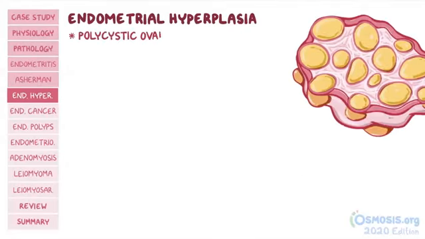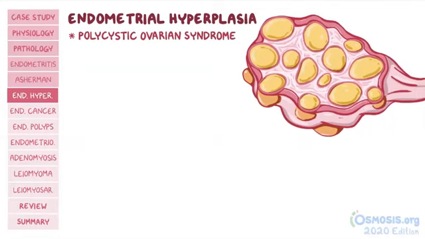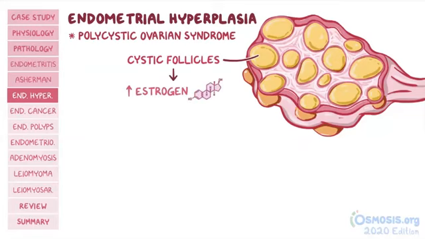People with polycystic ovarian syndrome are also at risk of endometrial hyperplasia. In this condition, the ovary is full of cystic follicles that secrete estrogen. To make things even worse, these follicles don't ovulate most of the time, a condition known as chronic anovulation, so there's no luteal body to secrete progesterone.